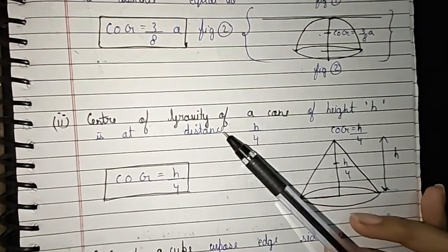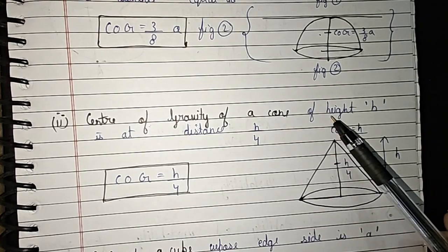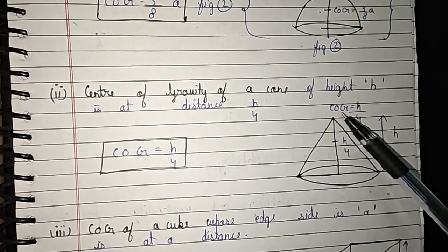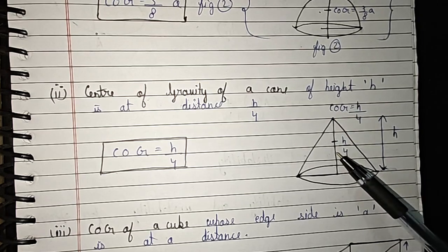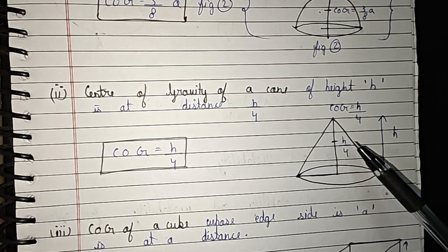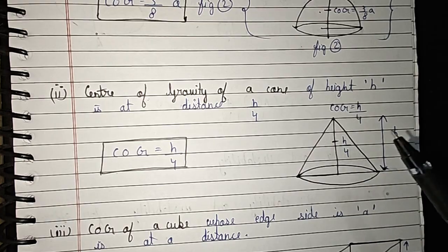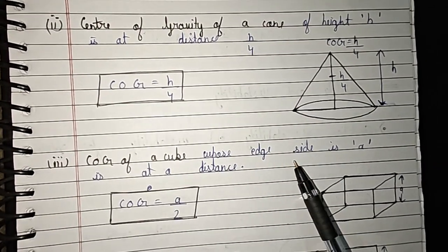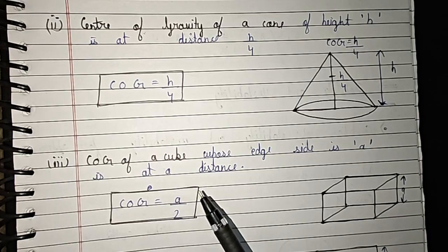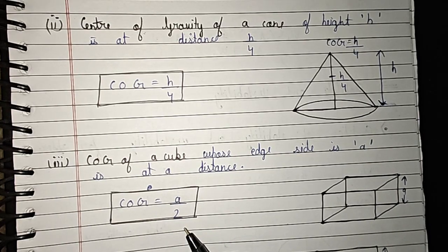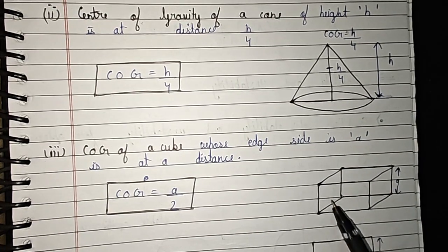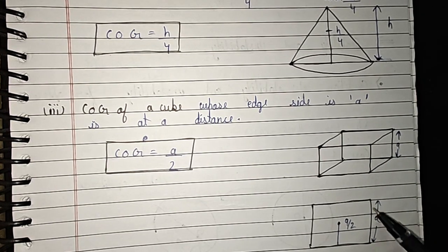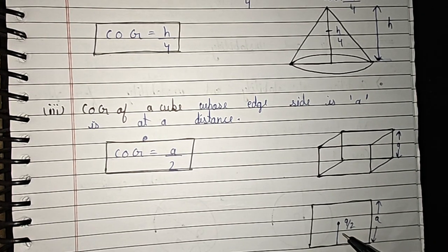Now the center of gravity of a cone of height h is at a distance h/4. So here this is the cone and the center of gravity is here and this is the height, so this will be h/4. Now the center of gravity of a cube whose edge is a is at a distance a/2. So this is the cube, and this whole is a, so this half will become a/2.